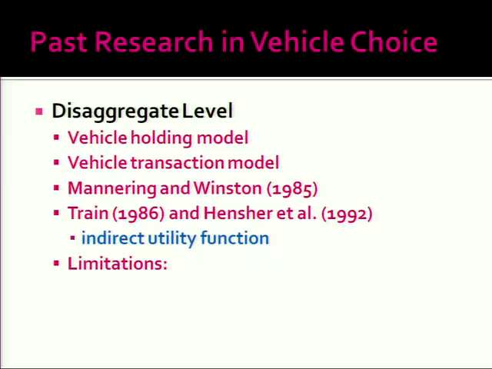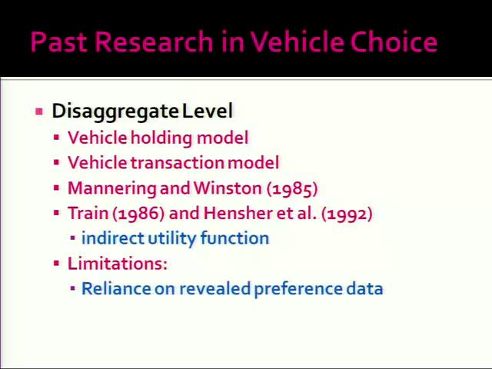And then later, Train and Hensher came up with the idea that there's something called an indirect utility function. So what that means is that given that you have a certain range of choices of all the different cars that you might have, you will optimize your choice by simultaneously deciding, for each of the cars that you can choose, how much would you utilize it, and then maximizing your utility by choosing the one option that is best for your activities. So we're going to follow some of that, but a lot of this literature has many limitations.